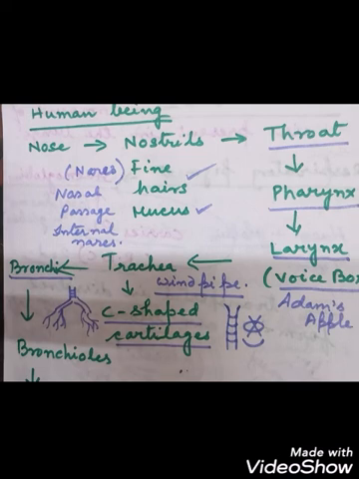So during respiration, food is broken down to release energy. That is, we get energy from the food with the help of oxygen, and this gives us energy for the work that we do for the whole day. So let's first discuss the different parts of the respiratory system in our body.